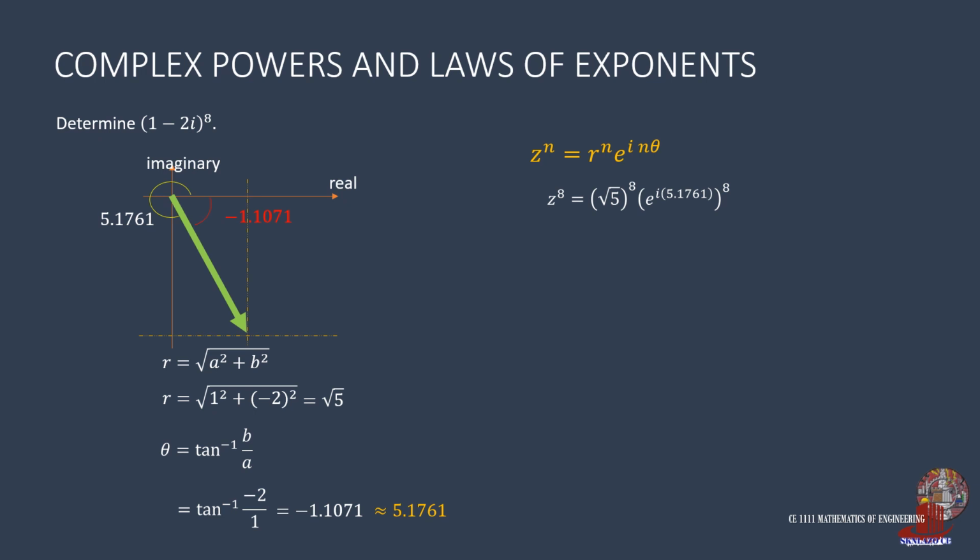5.1761 raised to 8. For the modulus, root of 5 raised to 8 can be written as 5 raised to 8 halves, or that is 5 raised to 4, which can be simplified as 625. The other part is e raised to i times 8 by 5.1761, which becomes e raised to 41.4088i. Thus, z raised to 8 is 625 times e raised to 41.4088i.